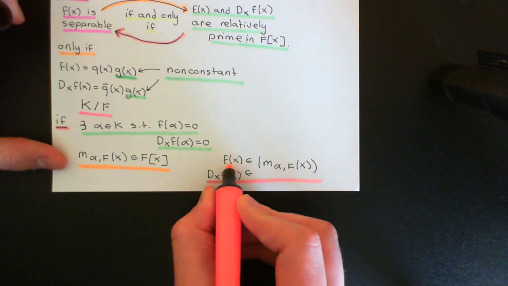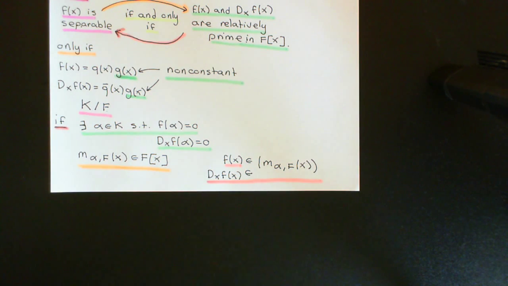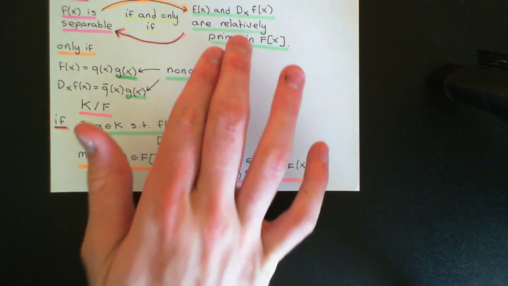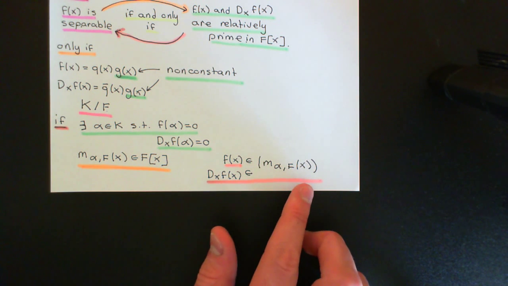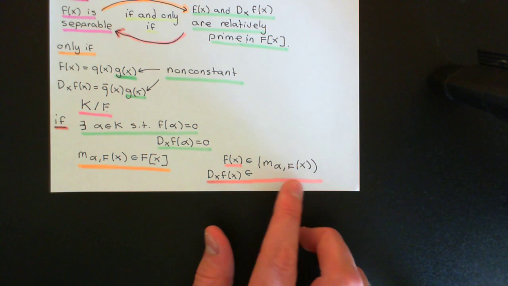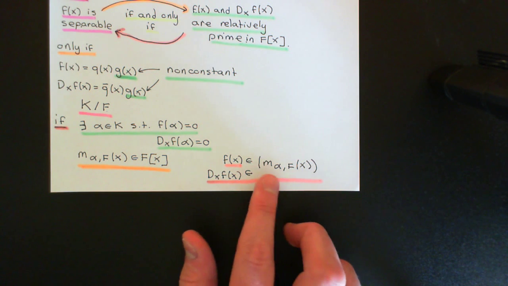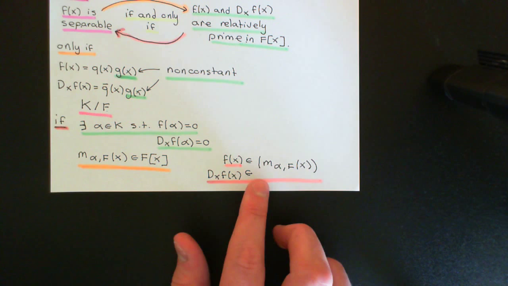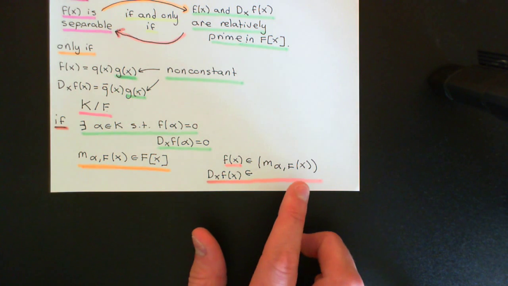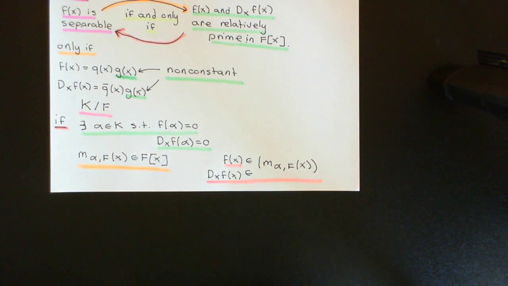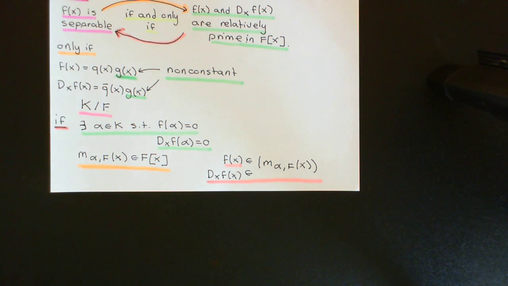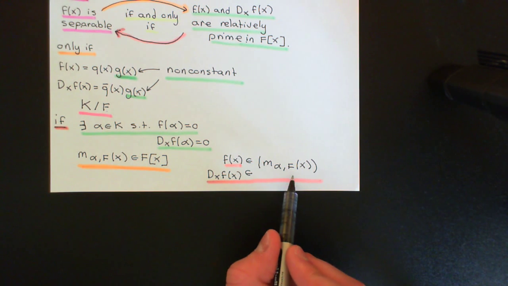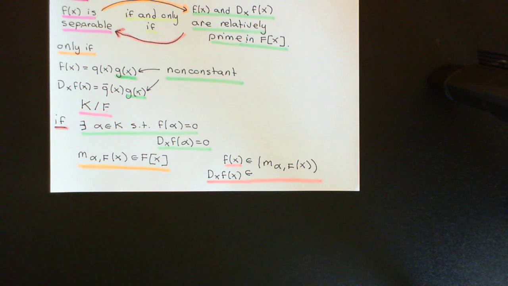Well, this contradicts f(x) and the derivative of f(x) being relatively prime, because the minimal polynomial for alpha over F will be some non-constant polynomial. It's not going to be the zero polynomial, and it's not going to be any other constant polynomial either, because any other constant polynomial would not actually have alpha as a root. And it wouldn't be the zero polynomial, because you can't apply irreducible to that. Indeed, you can't apply irreducible to any constant polynomial. So the minimal polynomial for alpha over F is always a non-constant polynomial.